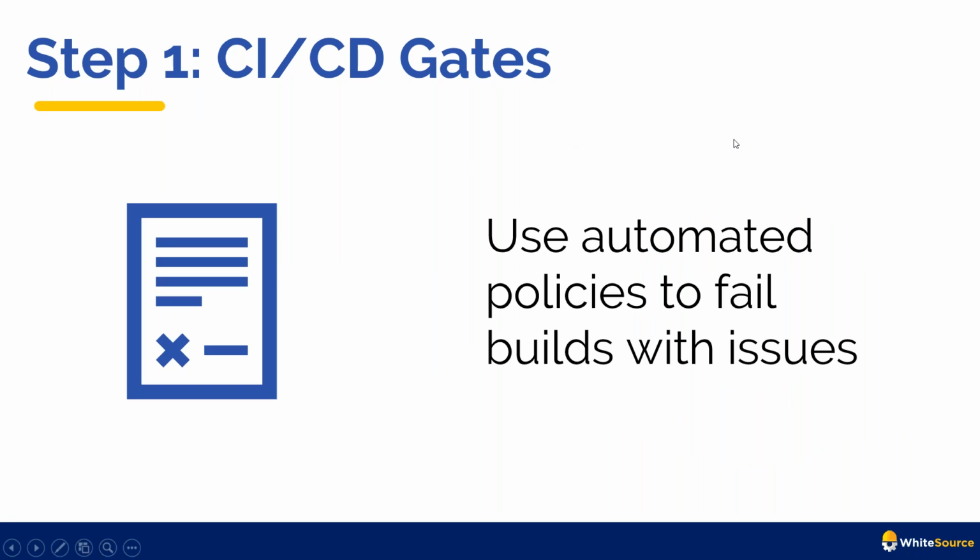The next one is to use automated policy to actually fail the builds with issues. So as I mentioned, there might be security issues along the way. You want to make sure that you have some automated processes that will fail a build if something goes wrong in terms of security, just as we do with functional tests.